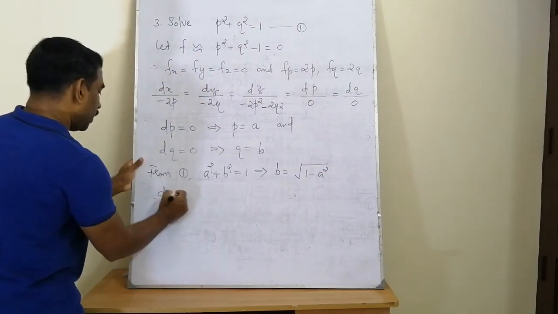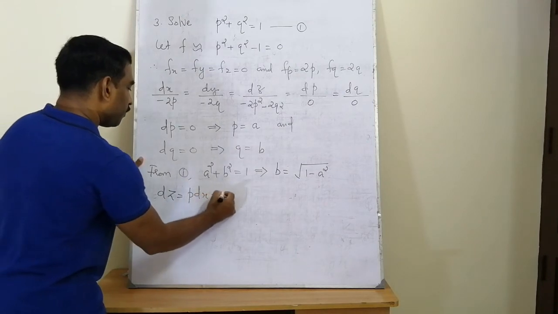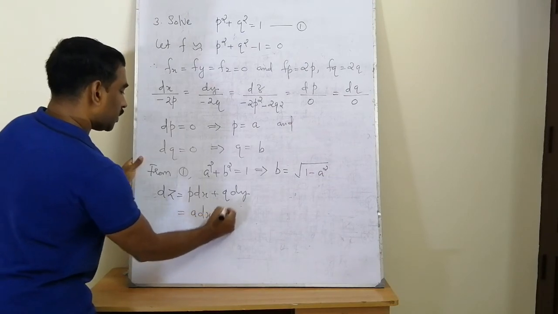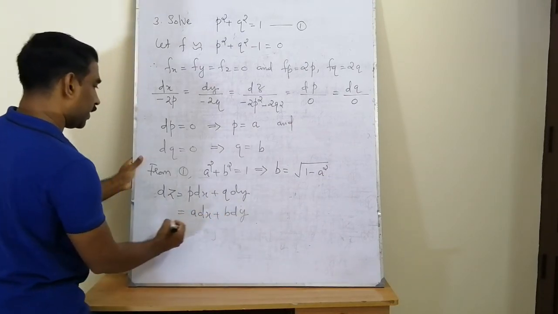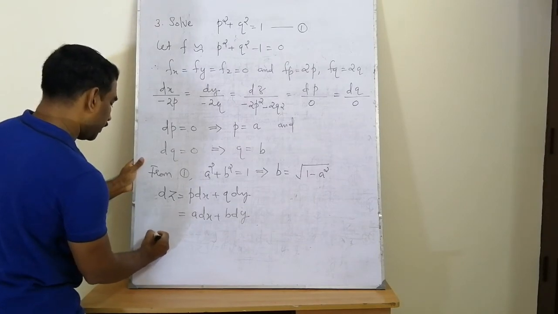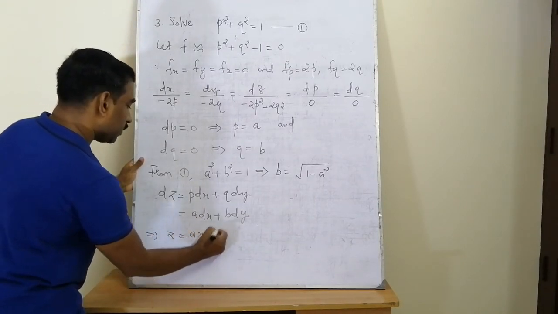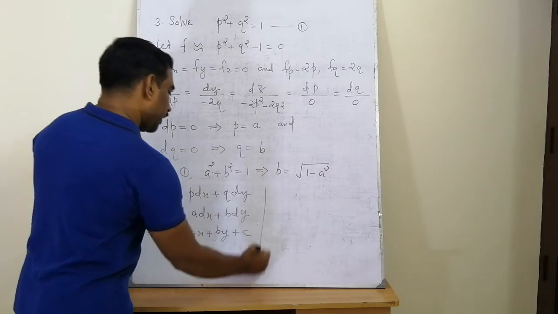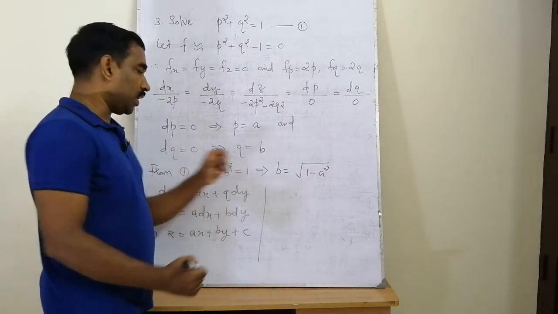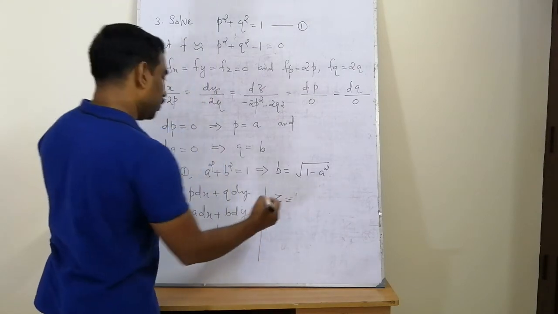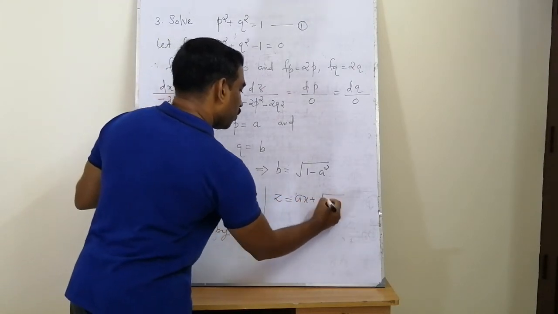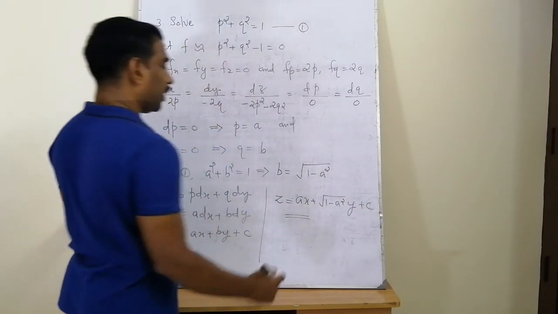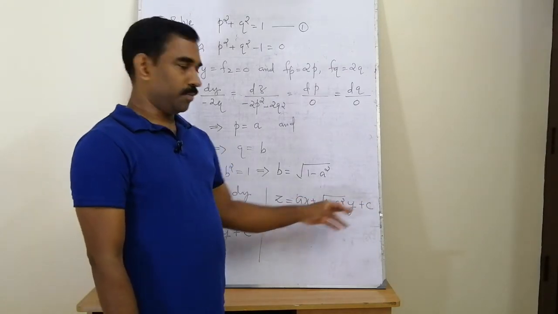Now the differential of the solution is dz equal to p dx plus q dy, that is a dx plus b dy. On integration we get z equal to ax plus by plus some constant of integration, we call it c. But b is actually a function of a, hence z is equal to ax plus square root of 1 minus a square times y plus c. So this is the complete integral containing two arbitrary constants a and c.